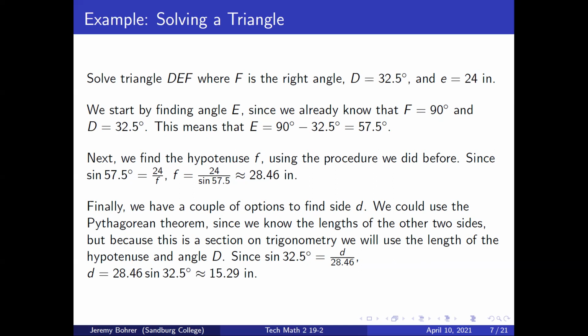Finally, we have a couple of options to find side d. We could use the Pythagorean theorem since we know the lengths of the other two sides, but because this is a section on trigonometry, we will use the length of the hypotenuse and angle D. Since sine 32.5 degrees is equal to d over 28.46, d equals 28.46 times sine 32.5, which is about 15.29 inches.